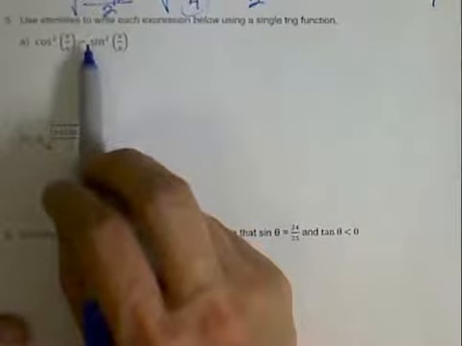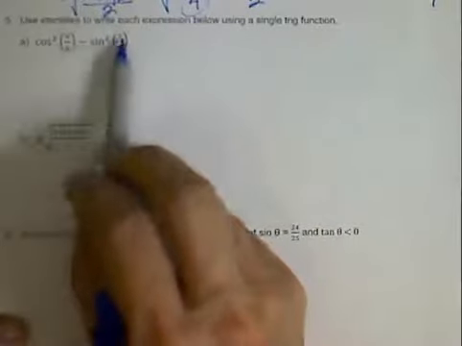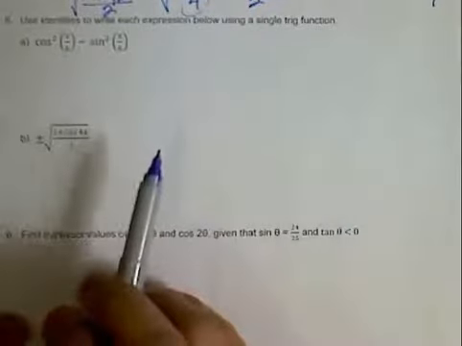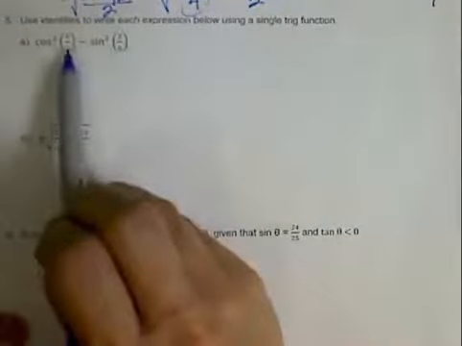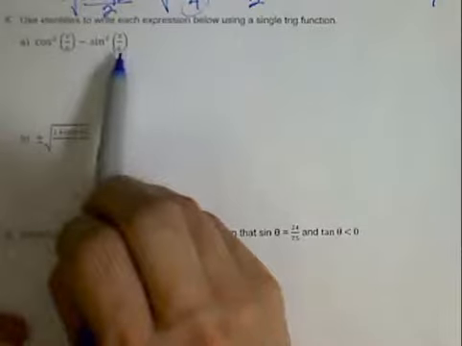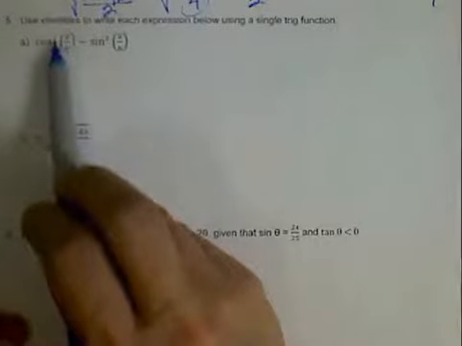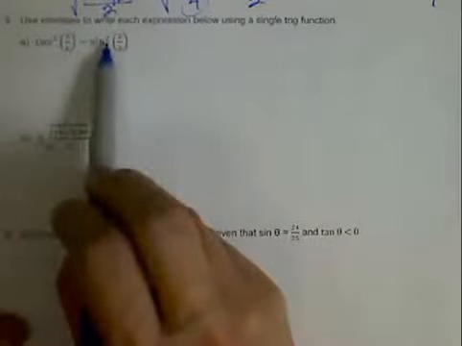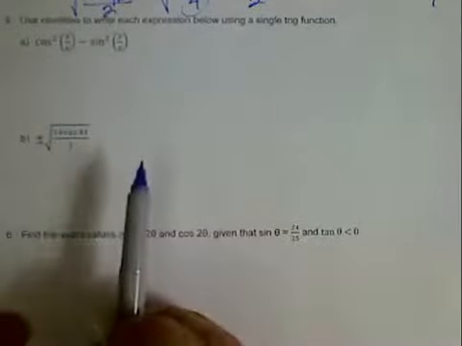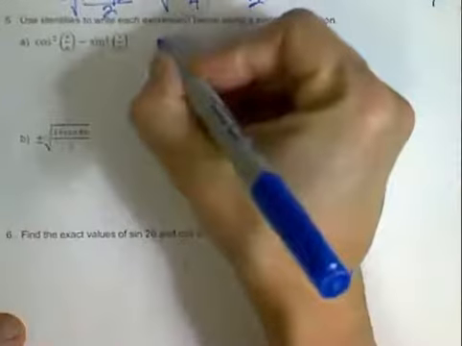In number 5, we're just trying to use identities to rewrite each expression, and we want to do it so that we just have a single trig function. The idea behind this is to look at the pattern and see if this matches one of our identities. This pattern where we have cosine squared minus sine squared, that matches one of our double angle identities. It's one of the ones for cosine.